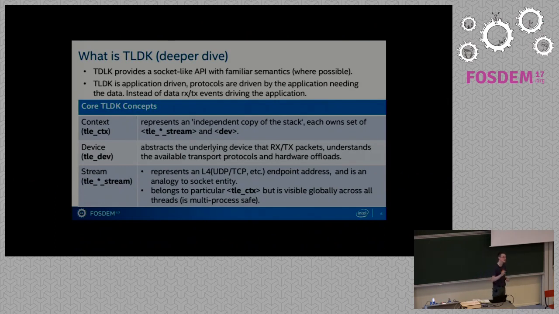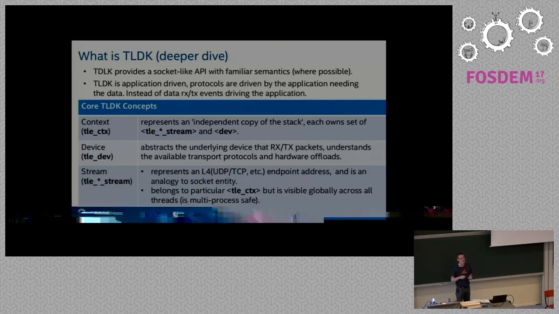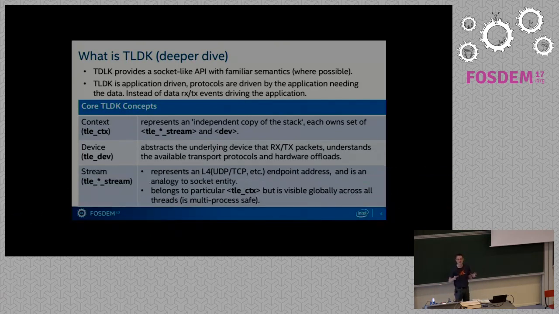So in TLDK, it has the notion of there being a device underneath, and that device has capabilities. It may support IP, it may support certain hardware offloads. So TLDK understands that there's an IPv4 implementation, understands there's an IPv6 implementation, understands that some devices support things like TSO and can take advantage of them, but it's not tightly coupled to any implementation. This loose coupling is achieved by using the TLE abstraction through the TLE device.